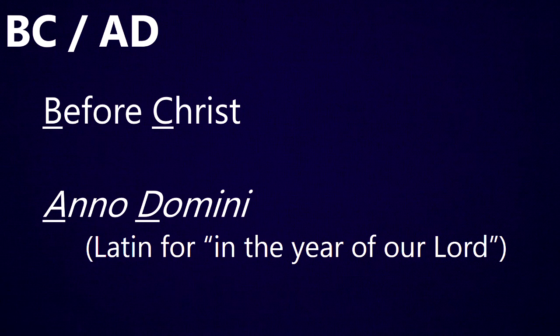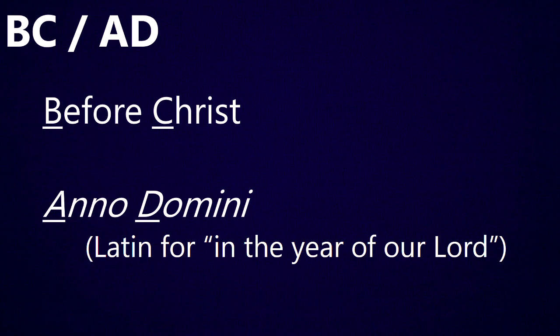BC and AD, we use these with dates. BC stands for before Christ, and AD stands for a Latin phrase, Anno Domini, which means in the year of our Lord. It doesn't mean after death. So these are Christian designations for the years. Like right now, it's 2020 AD.